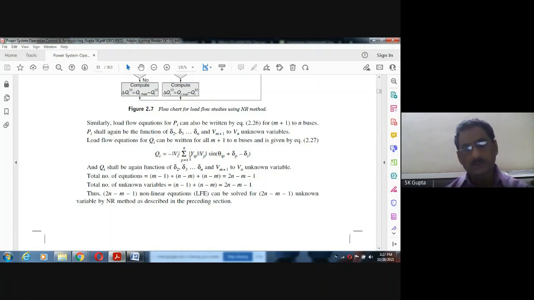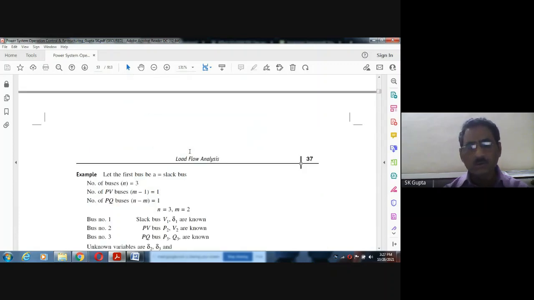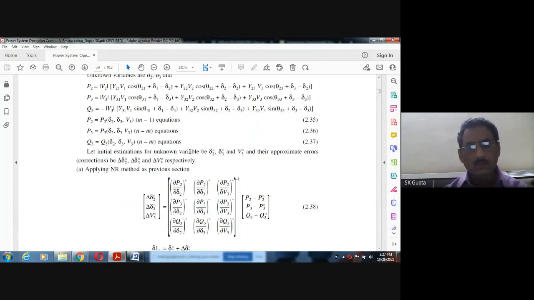So in all these equations, what is known? All P are known, and from m plus 1 to n, Q is known. We can write the equation of P like this, this is the expansion of P. Similarly, this is the expansion of Q, with your cos theta and sin theta. This is the expansion for a 3-bus system. If there is a 20-bus system, then accordingly the number of terms will be there.